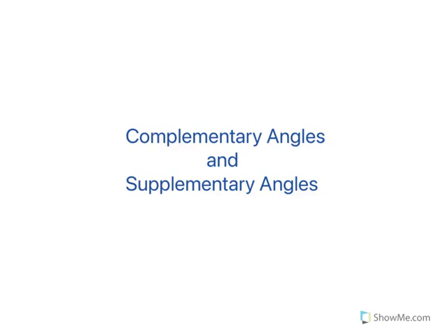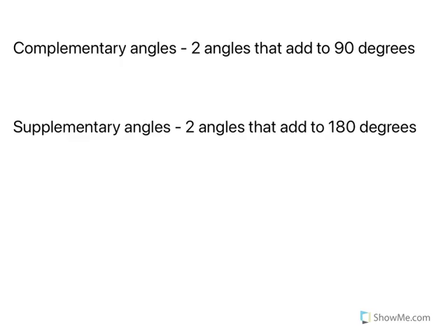Let's talk about complementary angles and supplementary angles. So first, by definition, complementary angles are two angles that add to 90 degrees. So if you remember that 90-degree angle, there it is. If we were to cut that in half, these two angles would be complementary, right? They add up to 90 degrees.